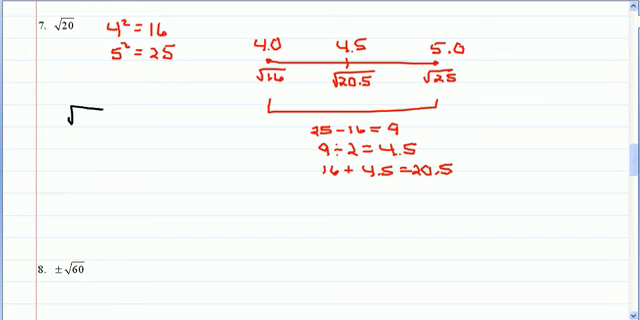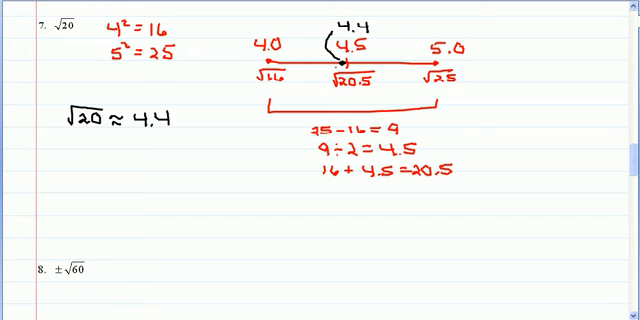So if I were to estimate the square root of 20, I would estimate it to be right about here, very close to the 4.5. So I'm going to estimate this to be approximately 4.4. So if you put this in your calculator, it would give you 4.47, which would round up to 4.5.